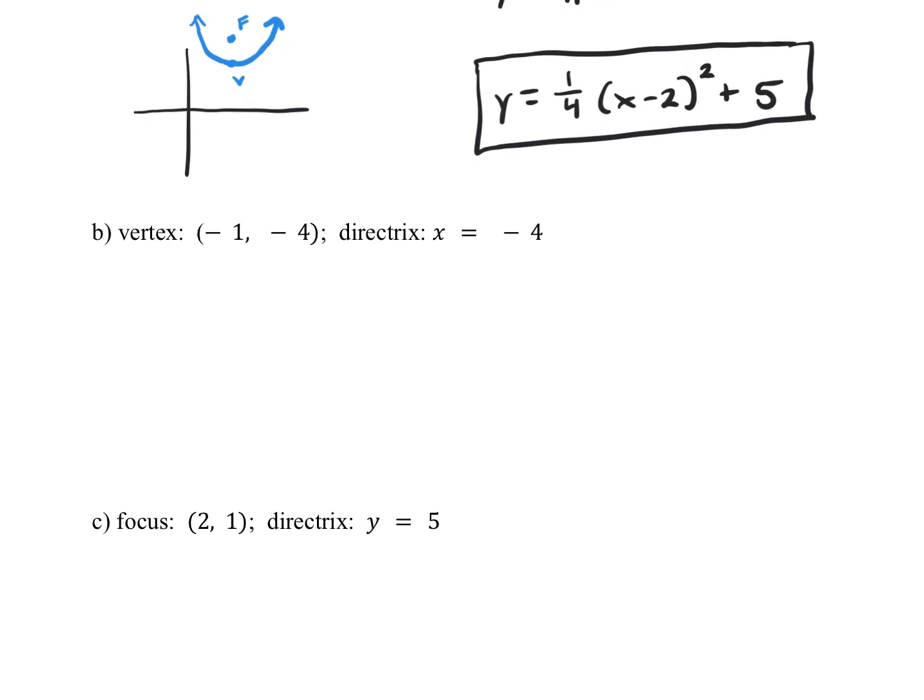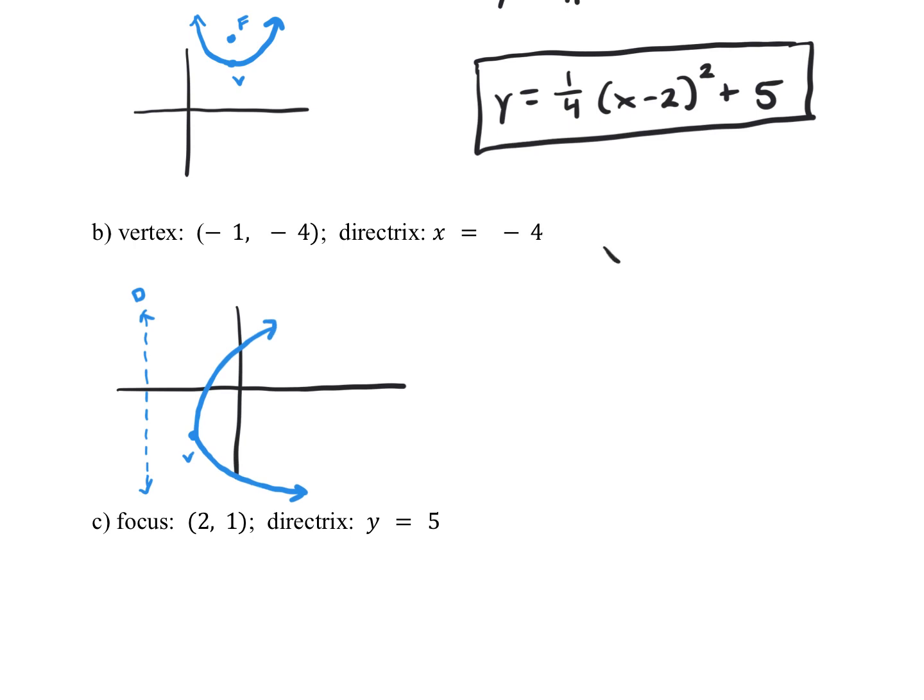All right, so in this one, we're given a vertex and a directrix. So I like to, again, just sketch it out to help me visualize. Our vertex is at (-1, -4), so a super rough sketch. And I see that our directrix is at x equals -4. So it's a vertical line to the left of our vertex. This is our directrix, this is our vertex. So that tells us that our graph is opening to the right.